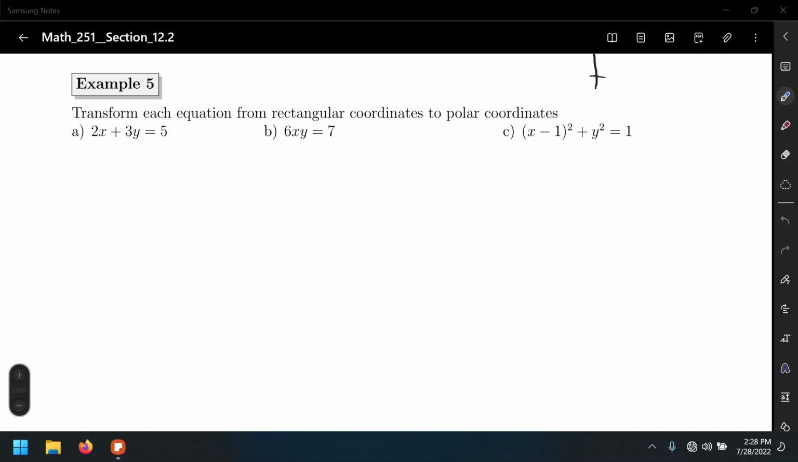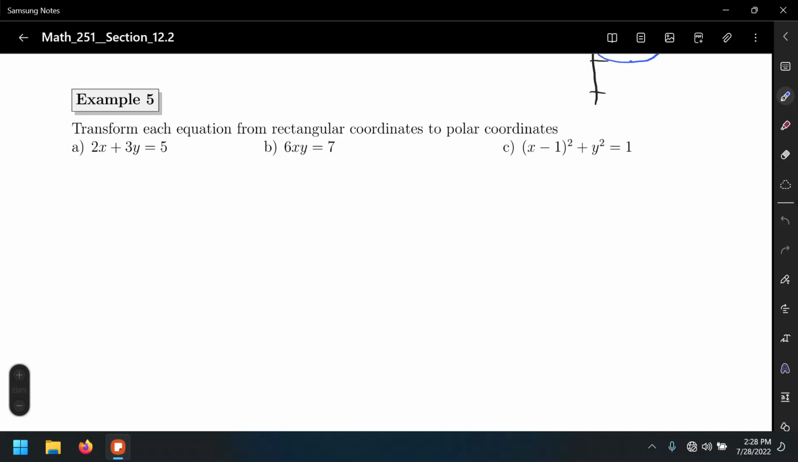So for example number 5, we're going to do the reverse. We're going to transform the equations that are given in Cartesian coordinates and make them look like polar. Well, in this case, these are a lot easier to visualize and convert because we're given x's and y's, and all we use is the corresponding x and y definitions of sine and cosine, our r cosine, r sine. Well, so the first one, 2x plus 3y equals 5.